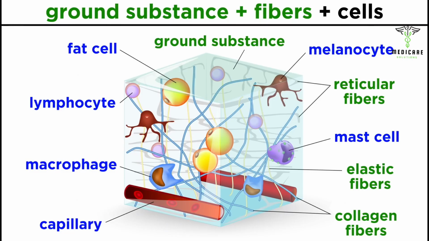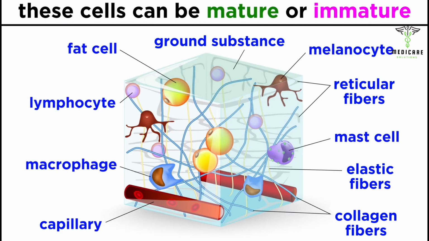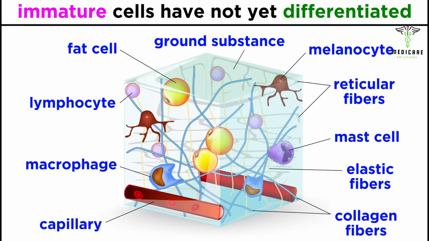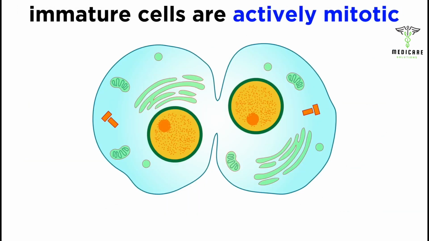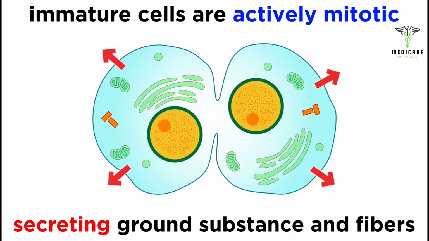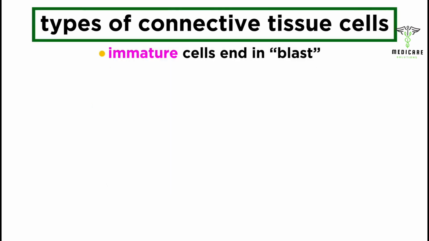With ground substance and fibers covered, that leaves us with the cells. These can be any of the varieties we listed earlier, and they can either be mature or immature, the latter meaning they have not yet differentiated or specialized. In this actively mitotic state, they will secrete the ground substance and fibers characteristic of the cell type they will become, and these have different names from the mature cells, ending in the suffix blast, which means they are forming.